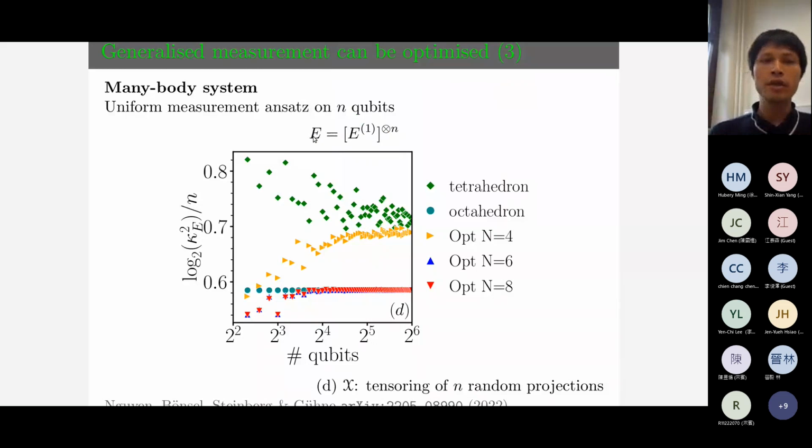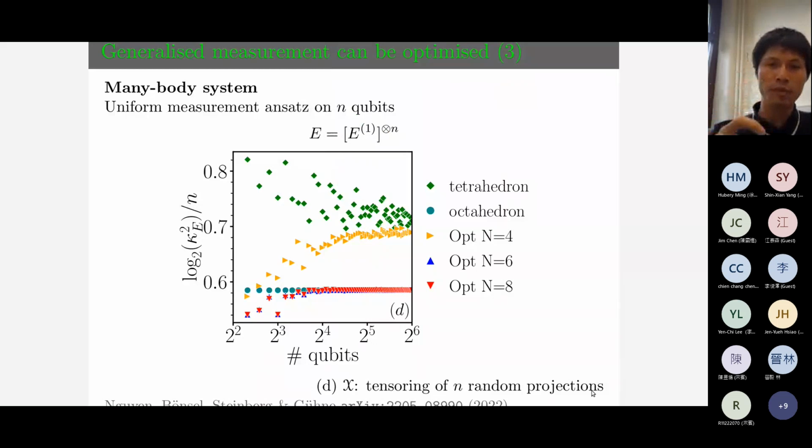The whole operator E is still big, but you never have to write it down explicitly. It's the same as the data processing step that I mentioned before. In this way, you can also compute the shadow norm efficiently, and you can optimize over it. And the outcome is similar to before. In this case, the observables are tensor products of n random projections.